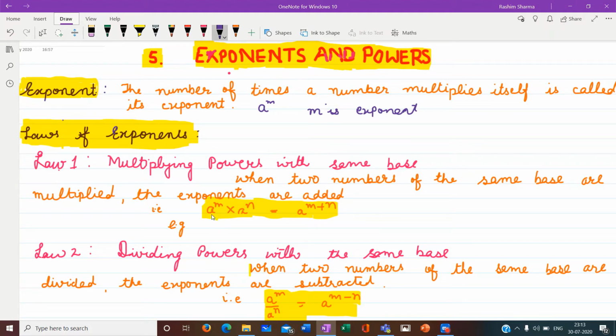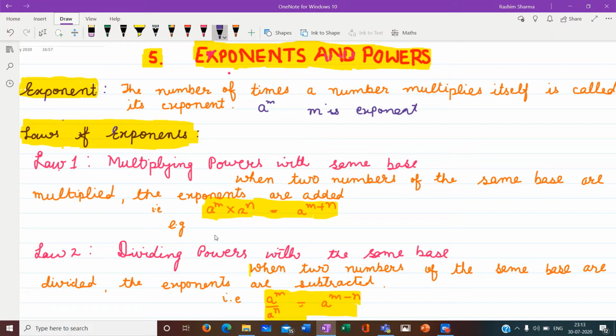Means if a raised to power m into a raised to power n we have. Here you can see base is a in both the terms. Here first exponent is m, second exponent is n. So it will be equal to a raised to power m plus n. So when we have two numbers of the same base, their powers will be added. So we are adding here m plus n.